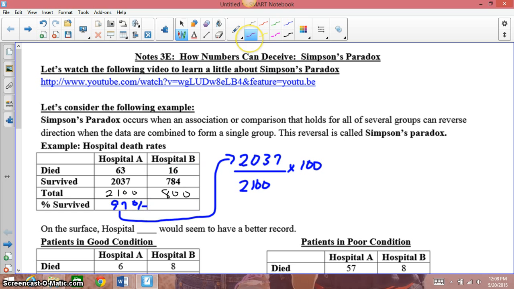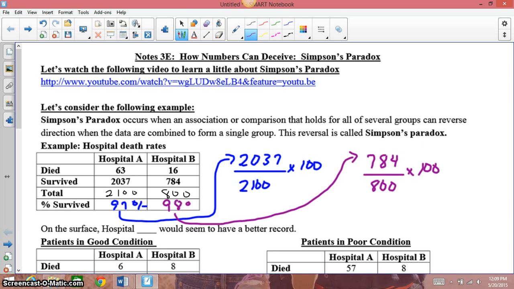Hospital B, on the other hand, if we want to figure out the percentage that survived there, we look at the number that have survived, 784, out of the total 800 patients, multiply by 100, and if we do that division and multiplication, you would find that to be 98% of the patients that enter that hospital will survive. Okay. So on the surface, looking at the data combined like this, it would appear that those that go to Hospital B seem to have a better survival rate.